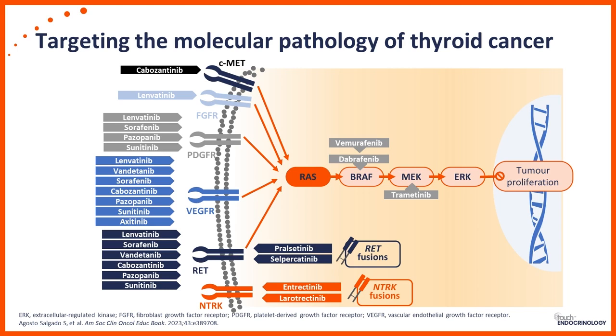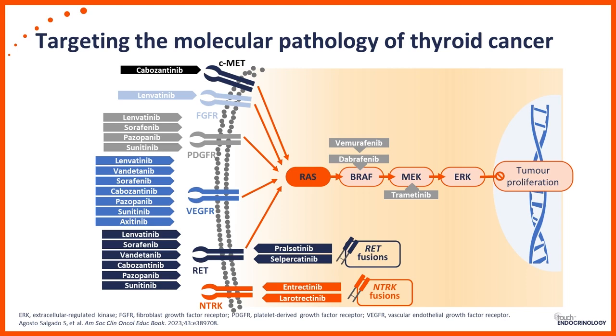On the right, you see ones that are a bit more selective. So pralsetinib and selpercatinib selectively target RET, which is important in patients who have either RET fusion or RET point mutations in their cancer. RET fusions are associated with differentiated thyroid cancer. RET point mutations are found in medullary thyroid cancer. Entrectinib and larotrectinib selectively target NTRK fusions, which are present mostly in differentiated thyroid cancer, although interestingly, I actually had one in a medullary thyroid cancer.